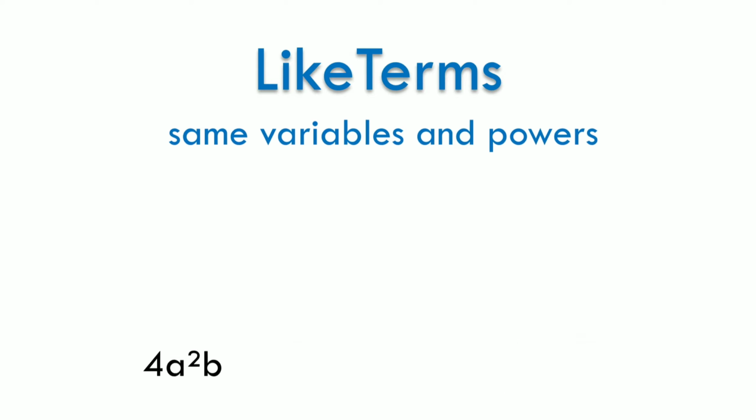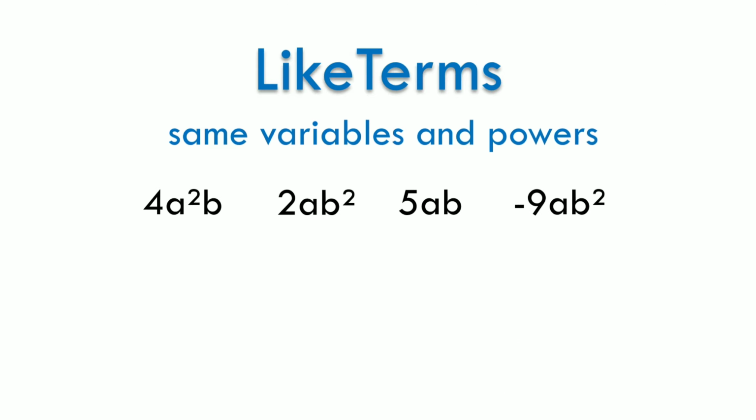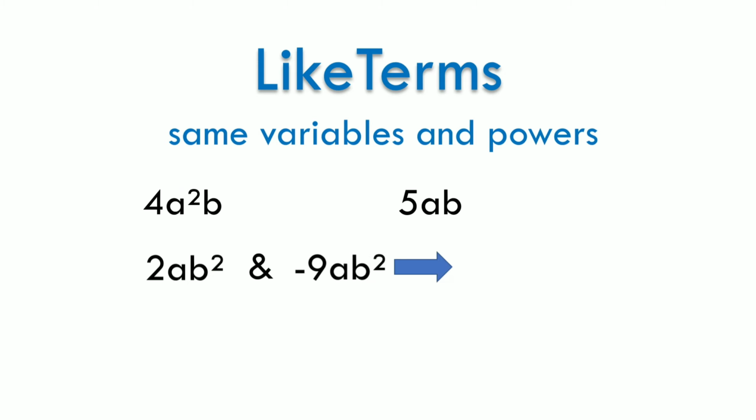Before we subtract polynomials, let's first recall this. Like terms are terms with the same variables and powers. Consider this example. If you notice, the variable and power of 2ab raised to the power of 2 and negative 9ab raised to the power of 2 is the same. Thus, we could say that these two terms are like terms.